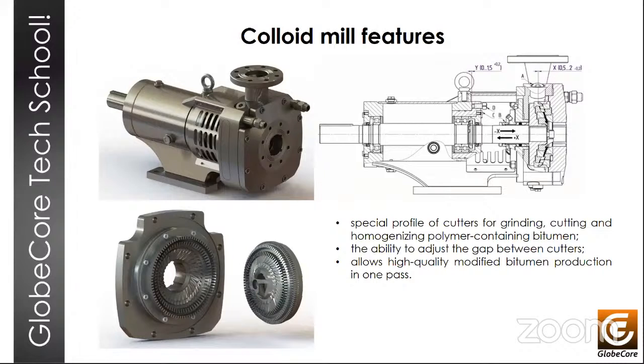The cutters of the mill have a special profile, and that profile allows all sorts of things to happen. There's grinding, cutting, homogenizing polymer containing bitumen. So basically, we obtained a finished product of excellent quality in just one pass. The design of the mill also allows, obviously, to change the gap between the cutters. That may depend on the product, the formula, and a few other factors. Next slide, please.